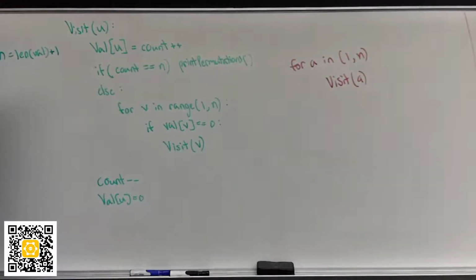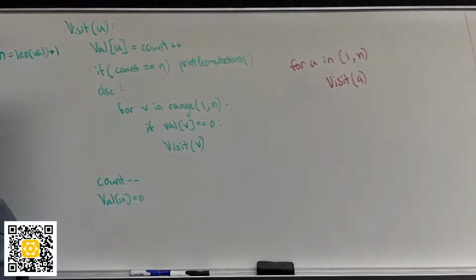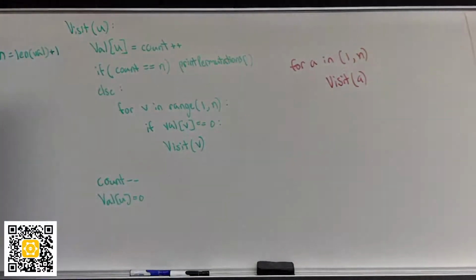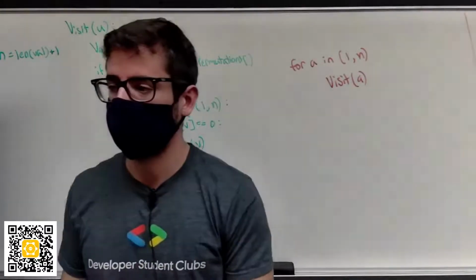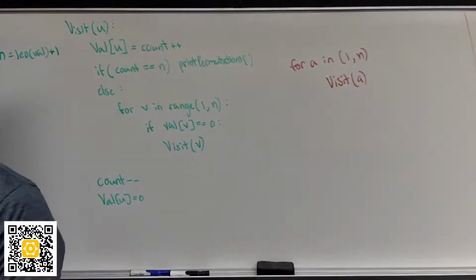So would that be the combinations? No, because this will be the same one. Can we all agree that this is when A was equal to 1? Would you agree that we have another different tree down here where A is equal to 2?